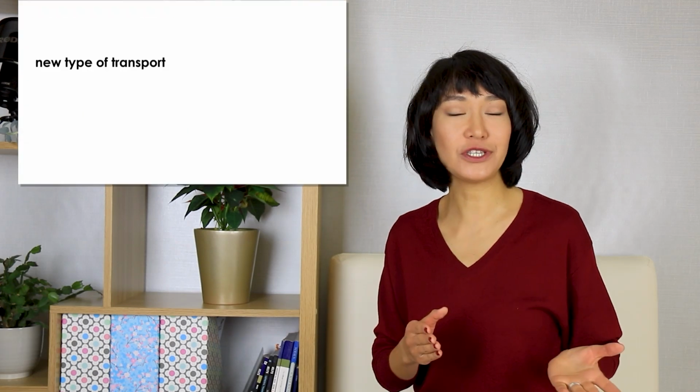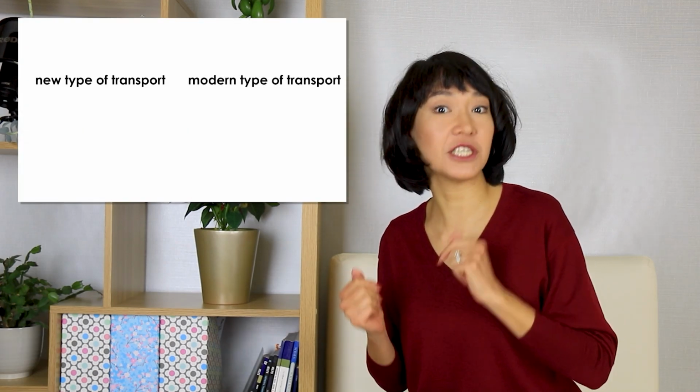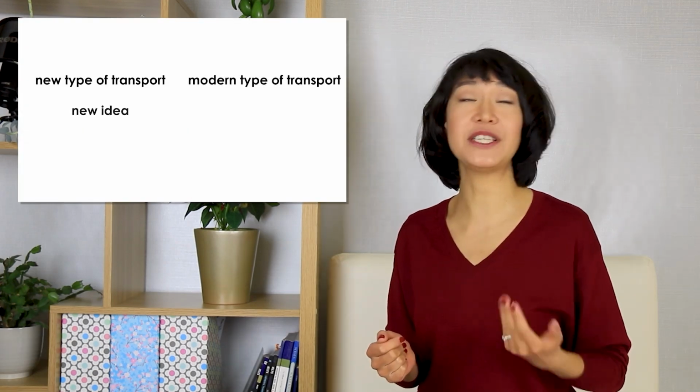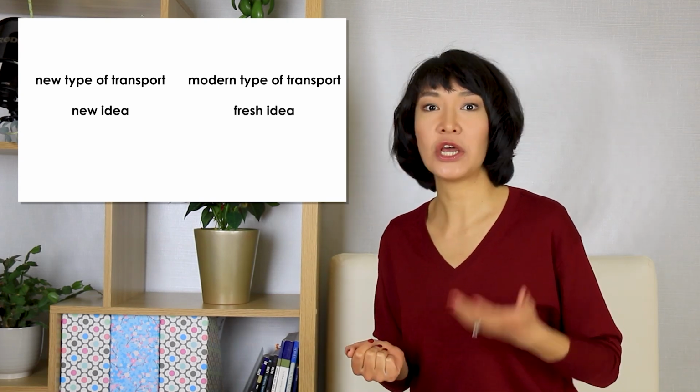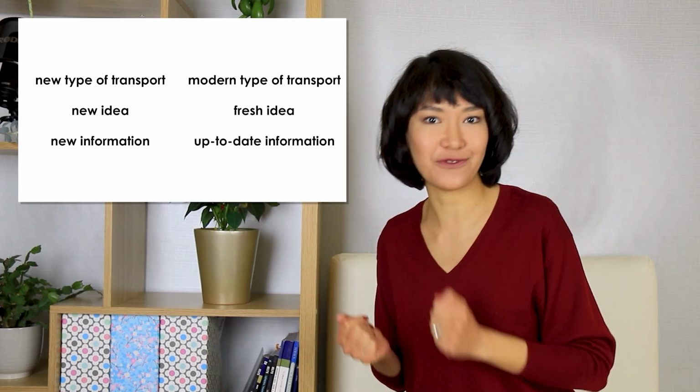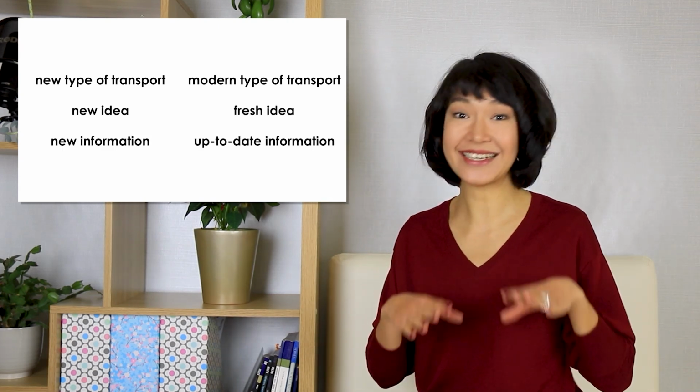Well, a new type of transport is a modern type of transport. A new idea is a fresh idea. New information is up-to-date information. These are great phrases. But can you use these adjectives interchangeably? A fresh type of transport or an up-to-date idea? Obviously not. Each of them has its own subtle meaning and the situations when you can use it.